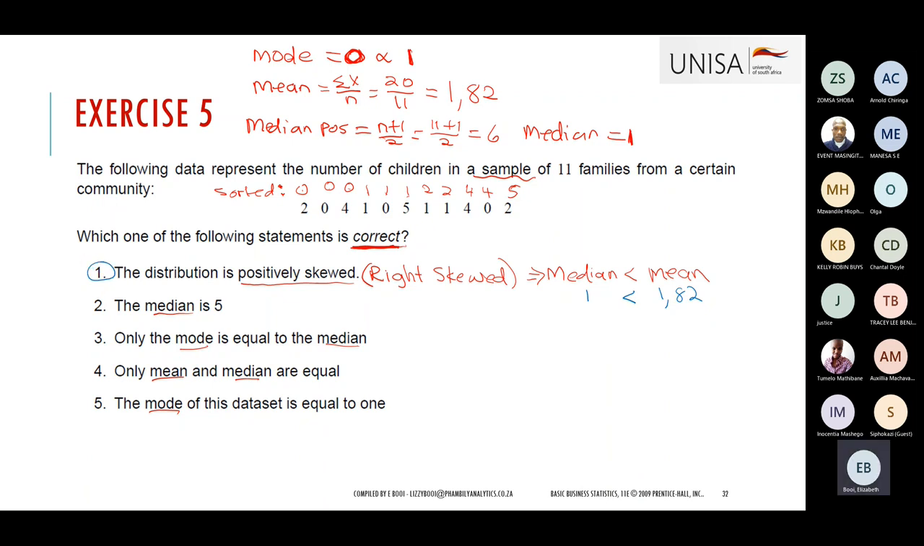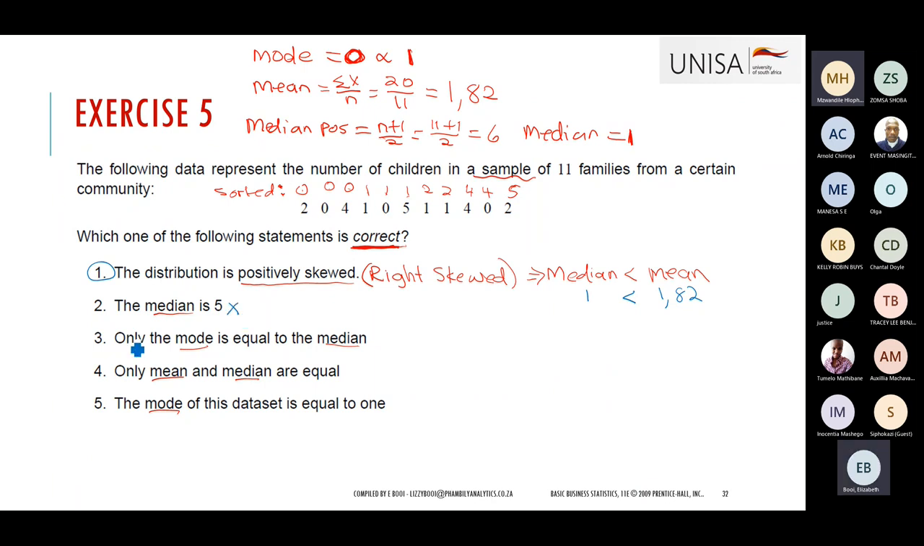In the exam, you don't have to go through all of them. But for the sake of practicing, you need to go through all of them to see if you understand. The median is 5? We know that the median is 1.